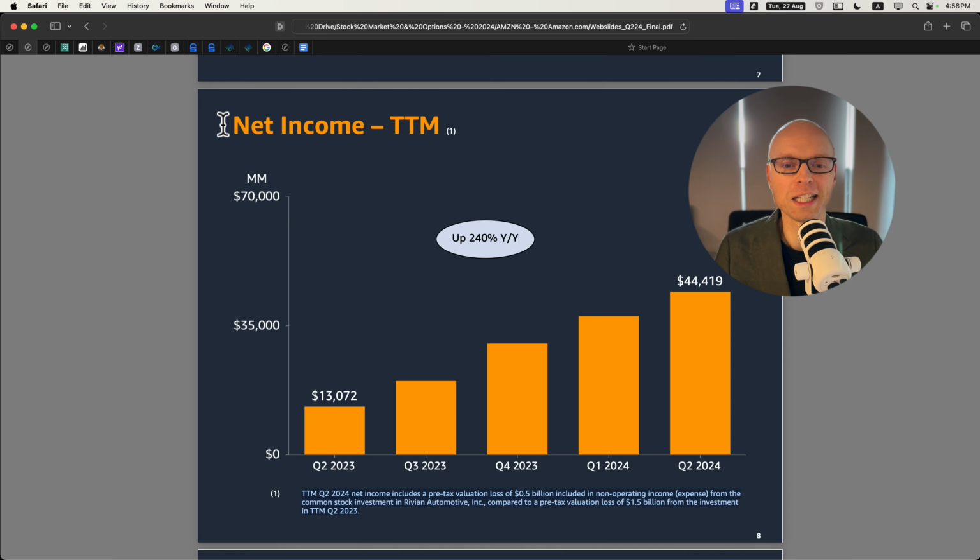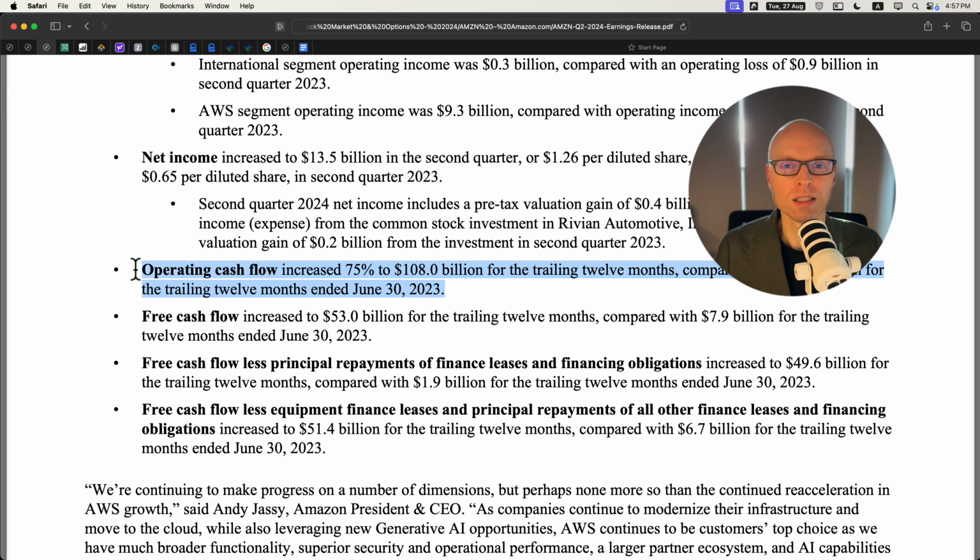Here you can see the screenshot from their latest earnings announcement, and it shows you their net income trailing 12 months went from $13 billion to nearly $44 billion, which is up by 240% year over year. Another useful piece of information is that the operating cash flow increased by 75% to $108 billion for the trailing 12 months.